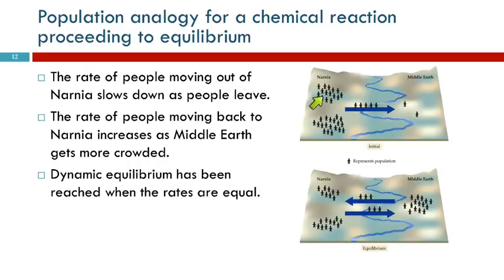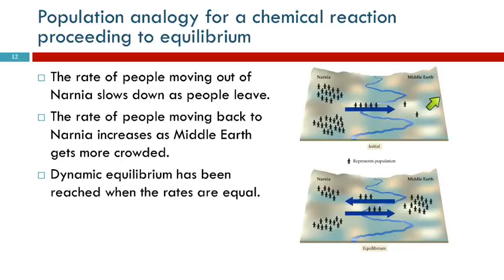People here are competing for resources and land, and they look across the river and say, hey, I could go over there and have plenty of space. And so we have a lot of people migrating, emigrating, moving to Middle-earth from Narnia. There's hardly anybody over here, so the rate of people moving from Middle-earth back to Narnia is very low, if it is occurring at all.